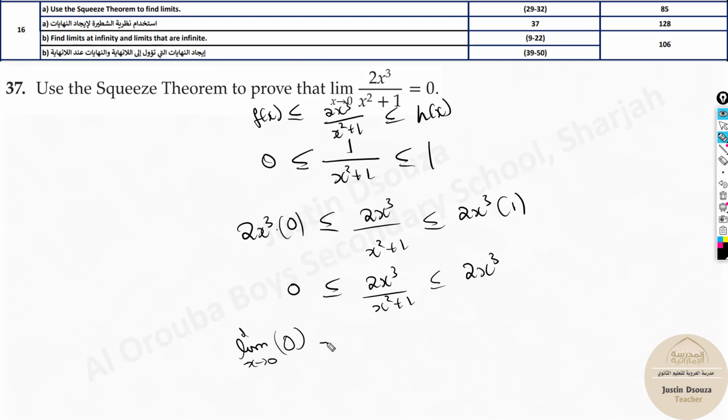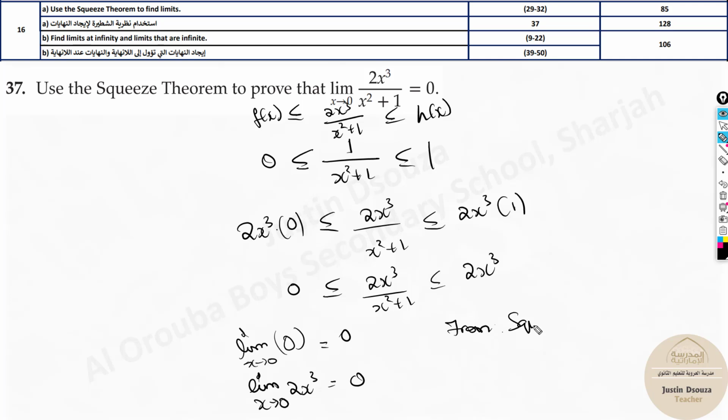Now here, limit as x tends to 0. What's going to happen? It's 0. Limit as x tends to 0 for 2x cube, again, it's 0 itself. So even positive or negative will be 0 itself. Now this is equal to 0 then. Therefore, from the squeeze theorem, this is proved. Now you have to write one more statement. Let me just write it.